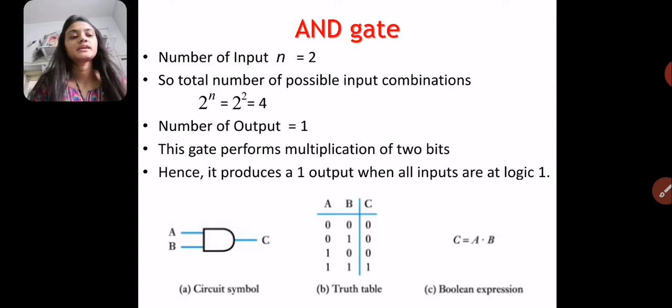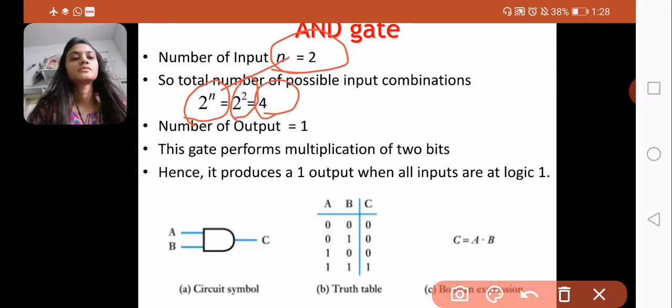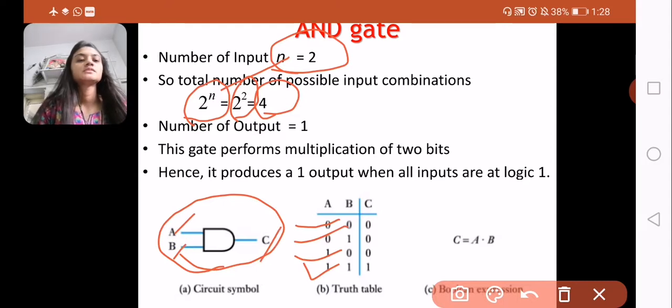Input combinations and output. The number of inputs is 2, so the number of input combinations is 2 raised to n, where n is 2. 2 raised to 2 is 4. The 4 combinations are 00, 01, 10, 11. You have to remember its symbol: A and B are inputs, C is the output.